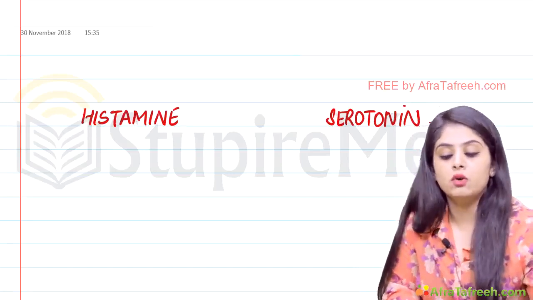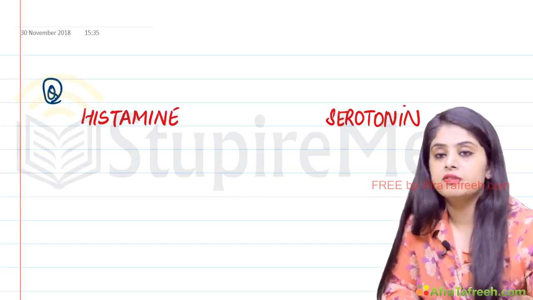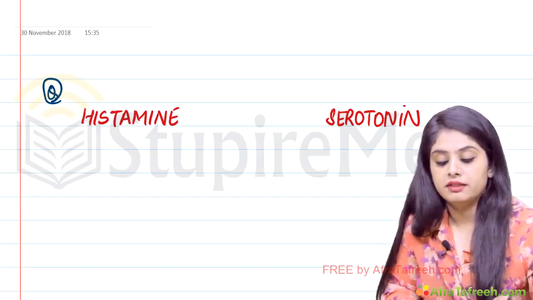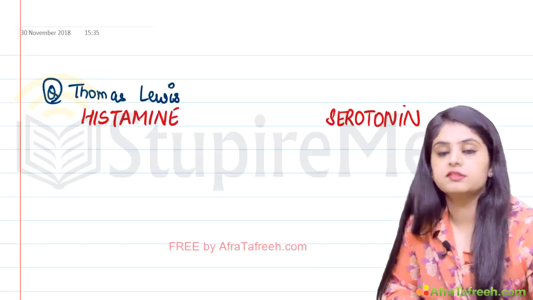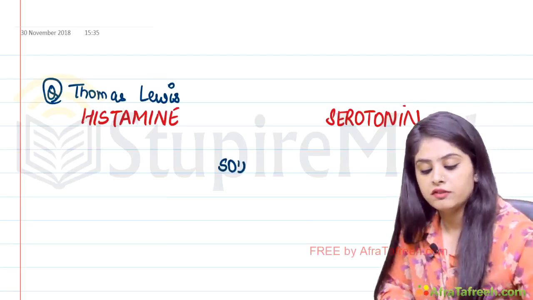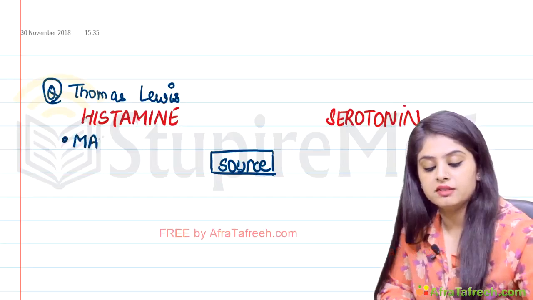Before I begin, I want you to recall one question that we had done. Who was the scientist who gave us histamine? We discussed this right in the beginning of this chapter. If you can recall, then excellent. Histamine was given by Sir Thomas Lewis. Now students, let's first do all the differences. What is the source of histamine and serotonin? Remember, histamine comes from mast cells.